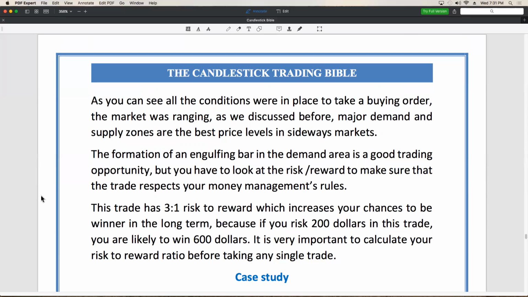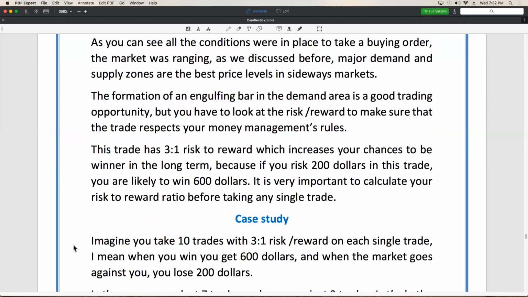Now, this trade has a 3-to-1 reward to risk ratio, which increases your chances to be a winner in the long term. Because if you risk $200 in this trade, you are likely to win $600. It is very important to calculate your risk to reward ratio before taking any single trade.